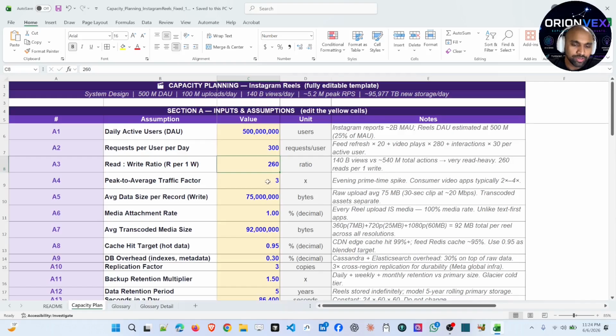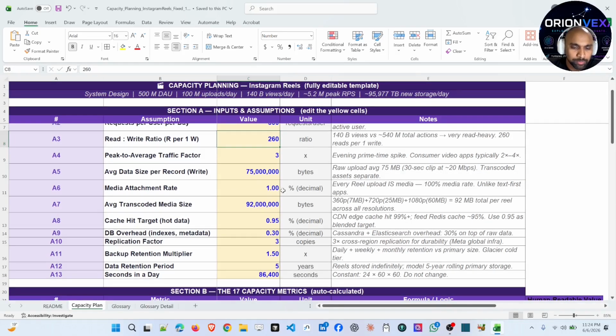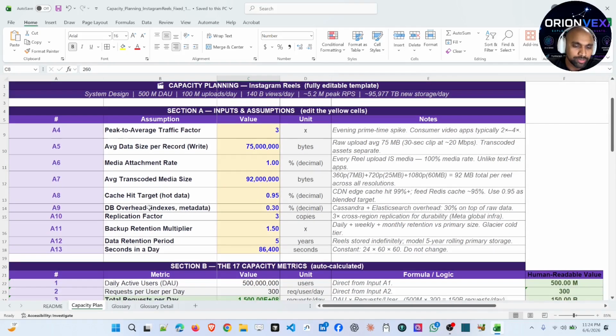Peak to average traffic factor, we are considering it as 3x. Average data size per record is around 75 MB. We can convert that value, which is in bytes, into MB by dividing by 10 raised to 6, and we get around 75 MB. Media attachment rate is 1%, and every average transcoded media is 92 million bytes.